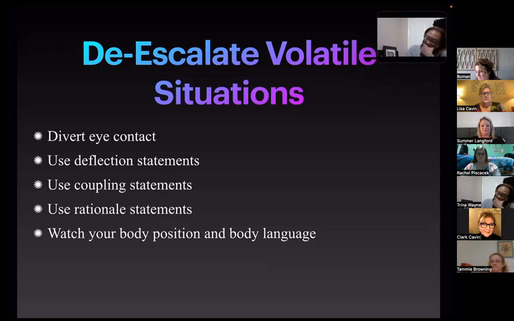Coupling statements, you tell the kid what they're doing and you tell them what they need to be doing. So I think I told you the other day that I walked into class one day and Marvin was standing on a table with a chair over his head and he was about to throw it at somebody. And I had heard about this coupling statement thing and I thought, well, that's stupid. Kids, I mean, they know what they're doing. And I said, well, I'm going to try this coupling statement. My textbook didn't have anything about a kid on a table ready to throw a chair down at me.